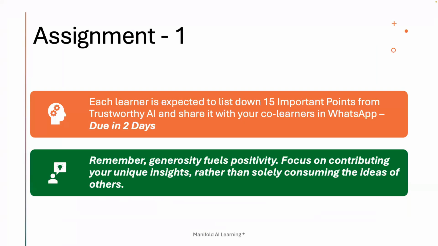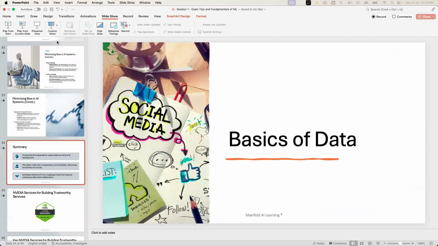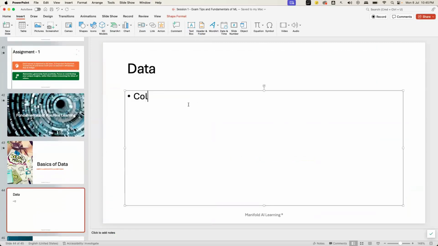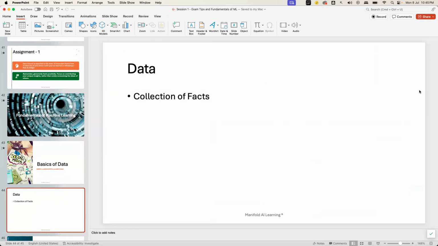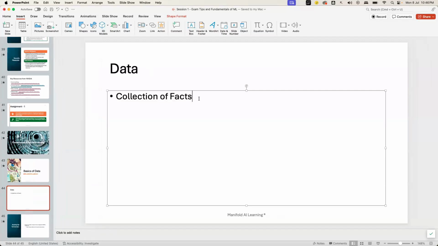Okay, so here we'll start with the basics of data. First of all, let's try to understand what is data. When we say data, I can say data is a collection of facts, which doesn't have any meaning in itself. For example, I can collect the temperature for the last 10 days, and this last 10 days temperature is what I can call a data. It's just a collection of facts.